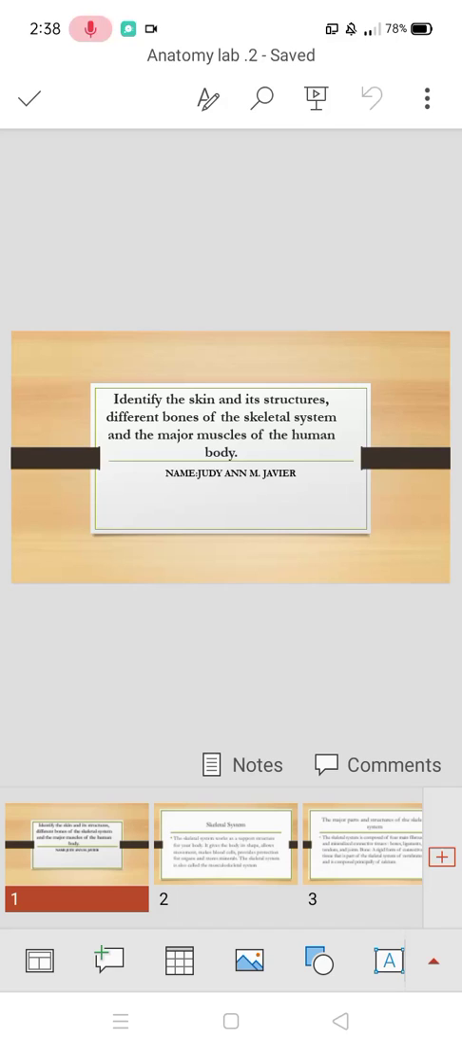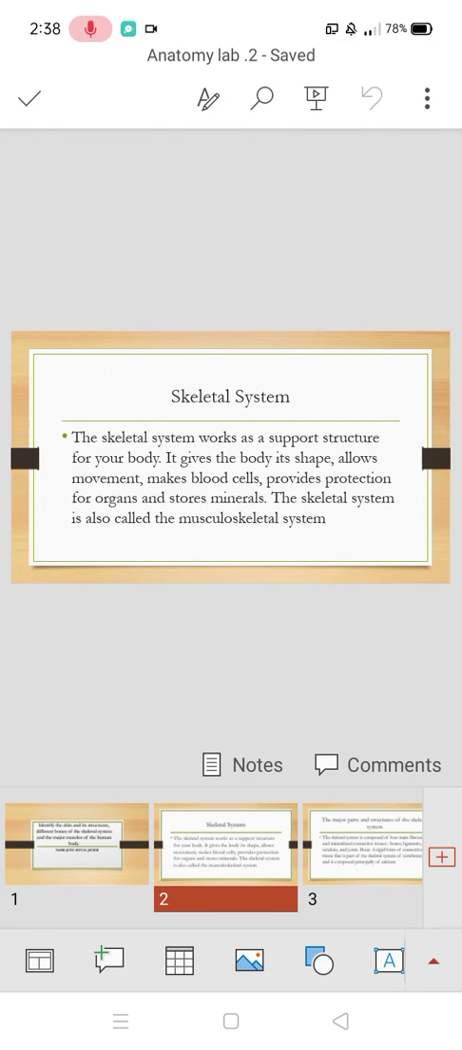Javier and I will discuss how to identify the skin and the structures, the different bones of the skeletal system, and the major muscles of the human body. The skeletal system works as a support structure for your body. It gives the body its shape, allows movement, makes blood cells, provides protection for organs, and stores minerals. The skeletal system is also called the musculoskeletal system.